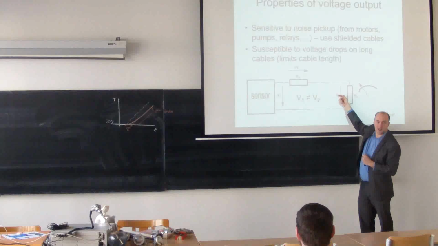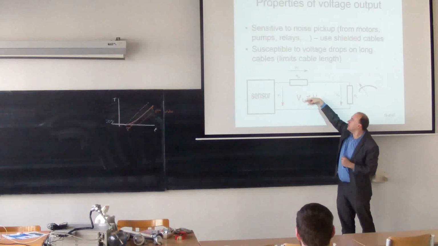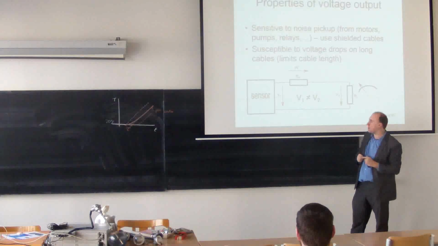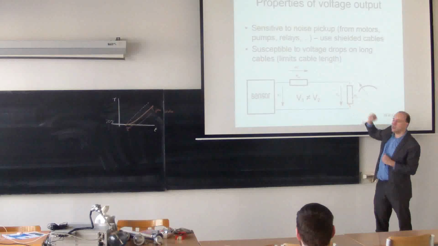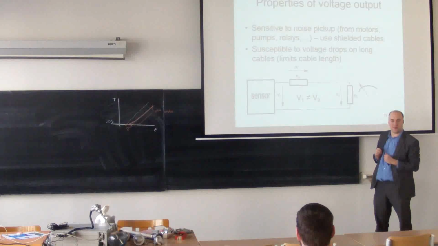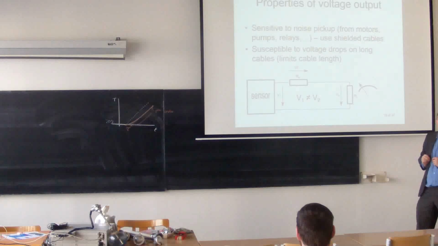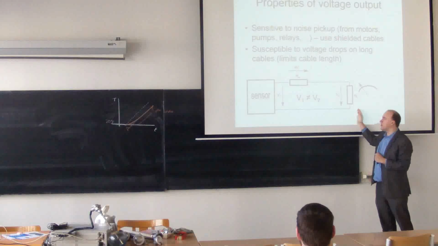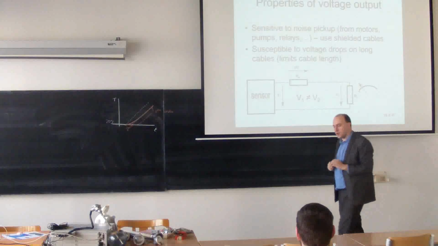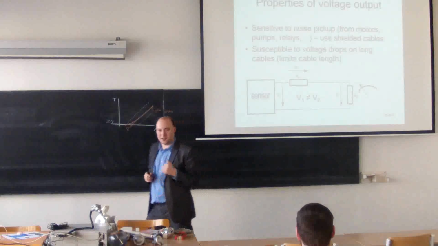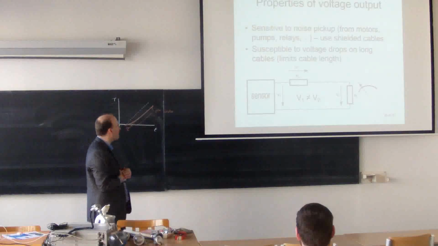If I measure voltage with the voltmeter, and here I have some non-zero value of electrical resistance, it means that the voltage on the sensor will not be the same as the voltage that I measure. Because on these wires I will have some voltage drop. So the longer the wire, the higher the voltage drop. So the actual value that you will measure will depend on the electrical resistance of the wire. That's one problem with voltage outputs.